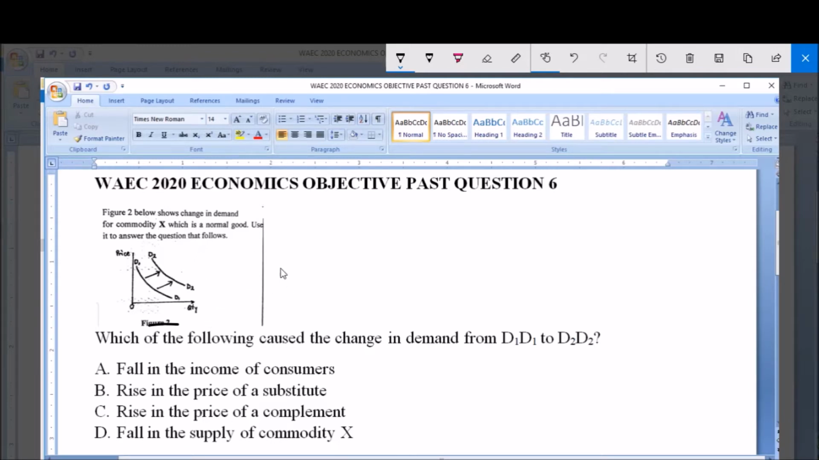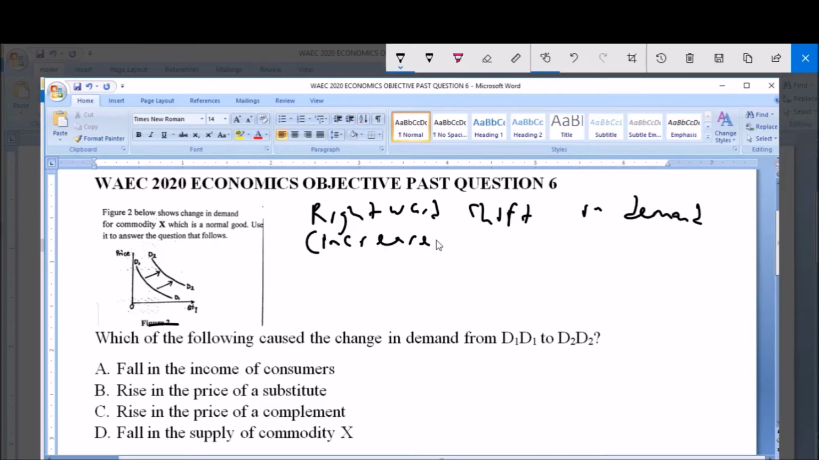Now, this diagram depicts what is known as a rightward shift in demand. A rightward shift in demand, and this is an increase. This depicts an increase in demand at a constant price. So the price remains constant, but the demand for that particular product or commodity increases. So we are asked what could be the cause of such a change, such an increase in demand.